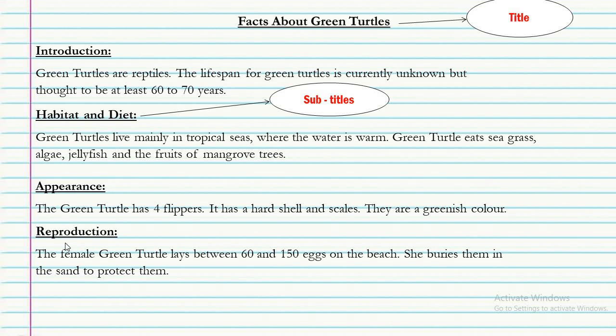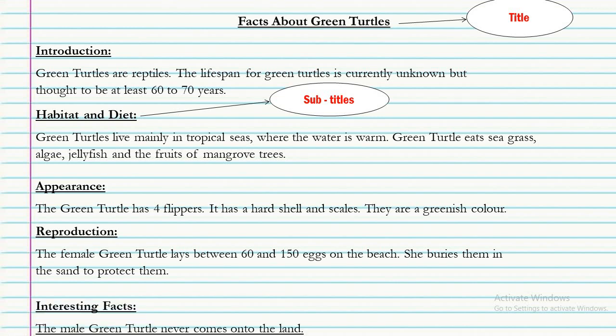For reproduction, the information includes whether the animal lays eggs or gives birth. Anything about their babies is included in the reproduction. For example, the female green turtle lays between 60 and 150 eggs on the beach. She buries them in the sand to protect them. So this is an example of reproduction.